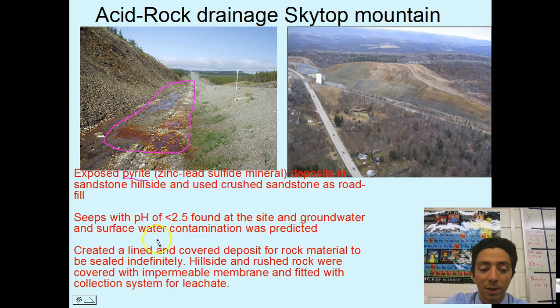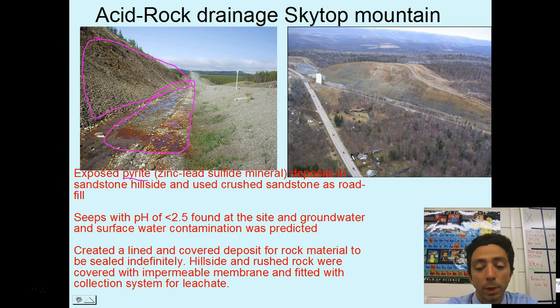And so essentially to fix the problem, they had to create a lined and covered deposit for the rock material to be sealed indefinitely. Literally what they've done is they've created a giant cover for this exposed hillside and planted grass and stuff over top of it, to seal it off indefinitely and prevent water from getting down and exposing it. They also took some of the rocks they had extracted already and covered them up in a separate location. Same process, right? Seal it, protect it, keep it locked up forever, put it back the way that they found it.